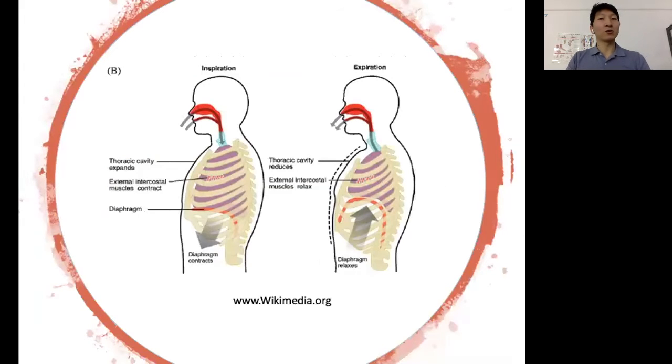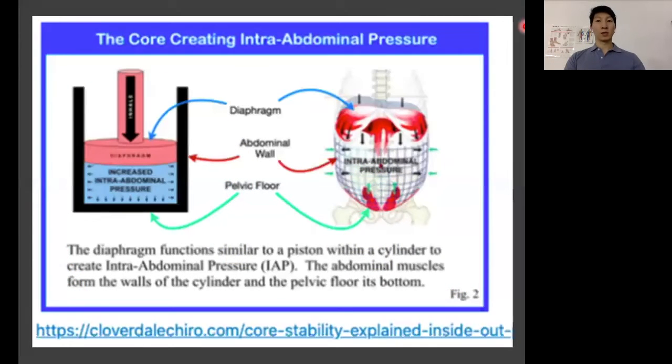Let's look into how deep core stabilization is closely related to breathing. As we breathe in and out, the central portion of the diaphragm goes down and up. This action of the diaphragm can change the pressure within the abdominal cavity. It can also compress and decompress the abdominal contents. Especially when the diaphragm descends, it creates more pressure within the abdominal cavity and compresses the abdominal contents down.